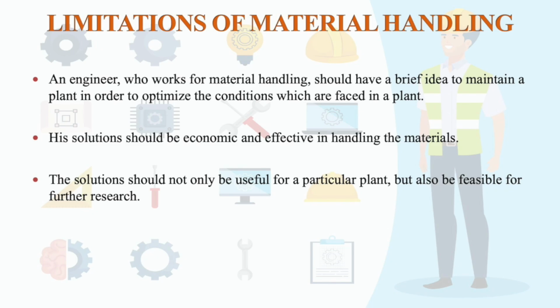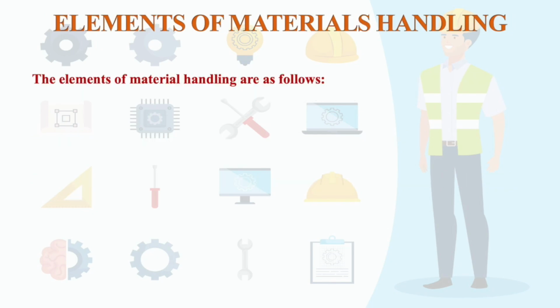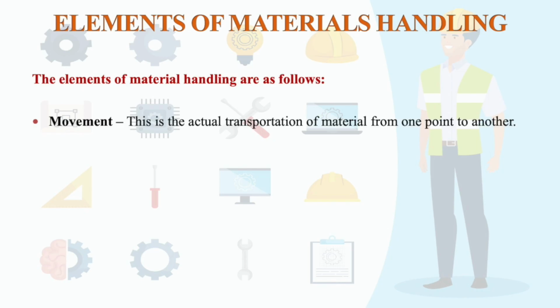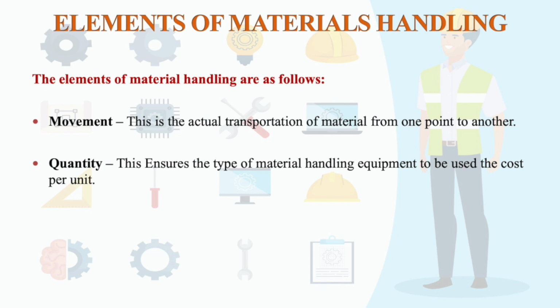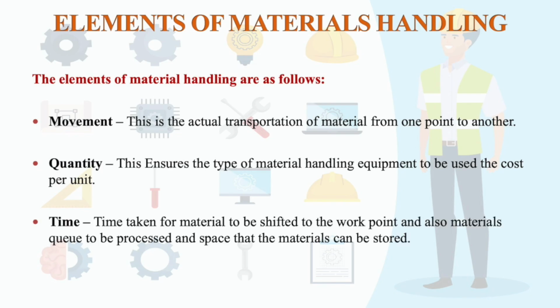Elements of material handling. The elements of material handling are as follows. Movement. This is the actual transportation of material from one point to another point. Then quantity. This ensures the type of material handling equipment to be used at the cost per unit. Then time. Time taken for material to be shifted to the work point and also materials queued to be processed, and space that the materials can be stored.